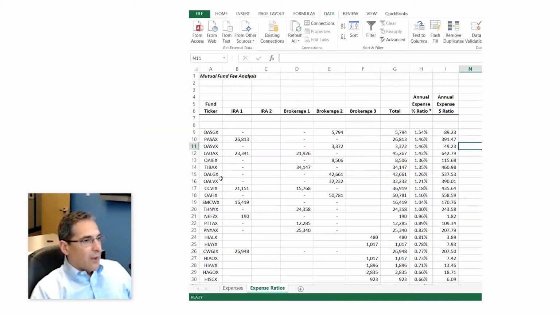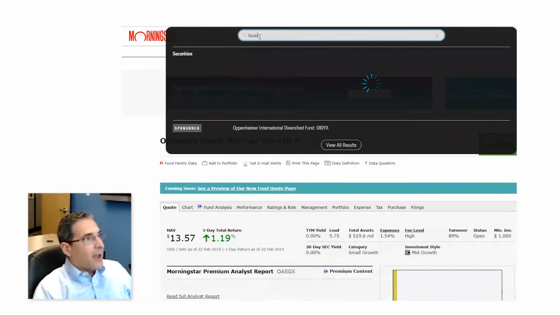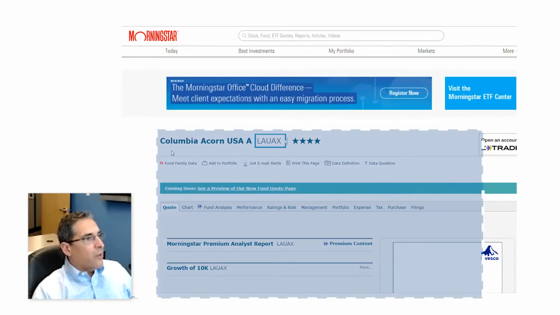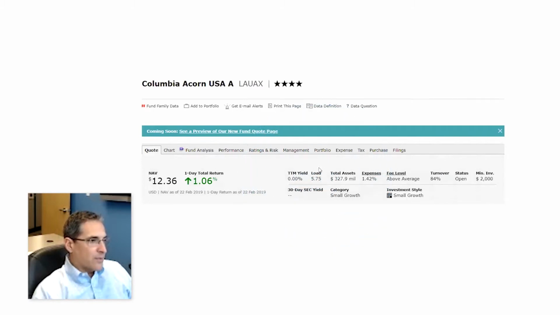Let me give you another example on another fund. Here's one right here, LAUAX. Type that in, LAUAX, Columbia Acorn. Here's where the expense ratio is, 1.42% annually. And then again, this one is also paying a 5.75% load fee. Clients are really surprised sometimes, not only at the expense, but when they see that front load fee, they had no idea they were paying that fee. So that's kind of how we would look up the expenses.